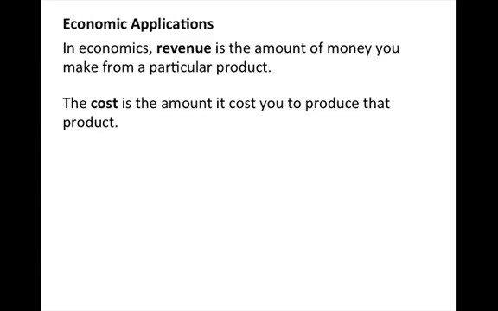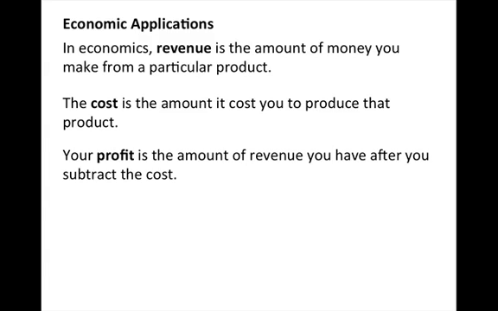Well, the cost is the amount of money it cost you to produce that product. Or if you're the bookstore, your cost would be the amount of money it cost you to buy the textbook. So if you pay the bookstore $250, they had a cost for that book. So the bookstore purchased the textbook from a company. The amount that they paid the company for that book would be their cost.